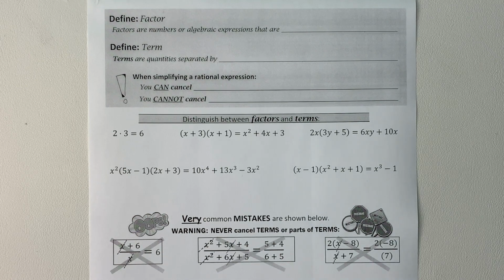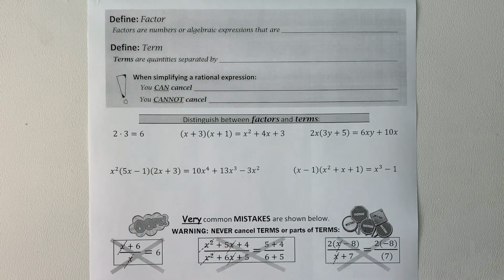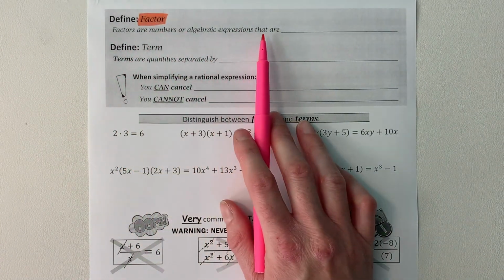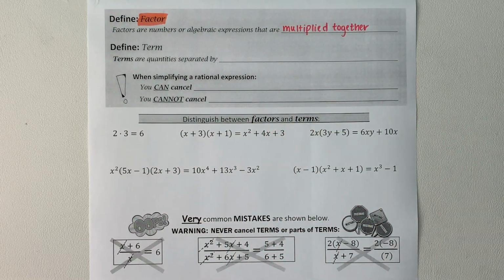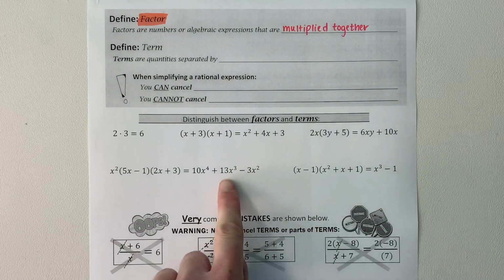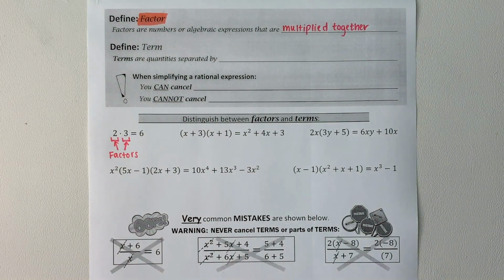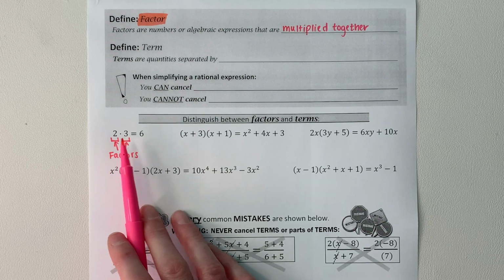So we need to understand the difference between a factor and a term. Let's start with a factor. Factors are numbers or algebraic expressions that are multiplied together. So let's identify the factors in these examples down here. Factors are quantities being multiplied together. So in this example here, the 2 and the 3 are factors because they are quantities being multiplied together. We have 2 times 3.